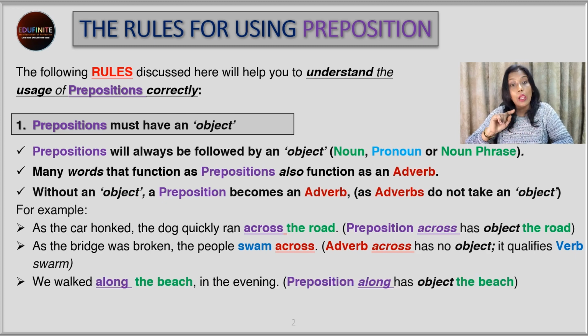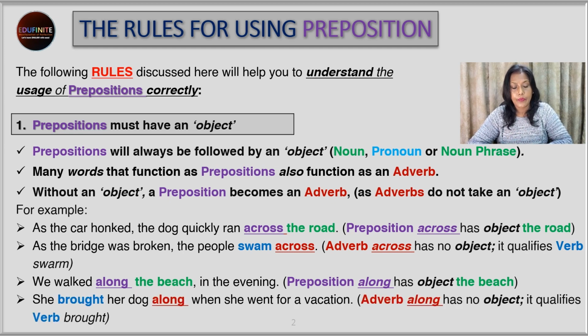We walked along the beach in the evening. So along is the preposition. And what does it have? It, of course, has an object, which is the beach. Here, beach is the noun. So, of course, it's the object. So, for that reason, in this sentence, along is the preposition.